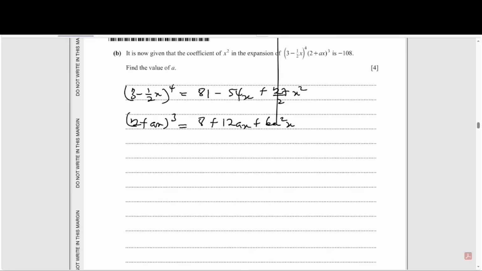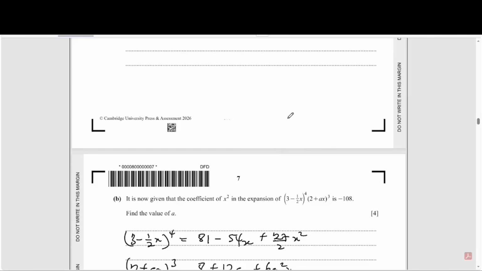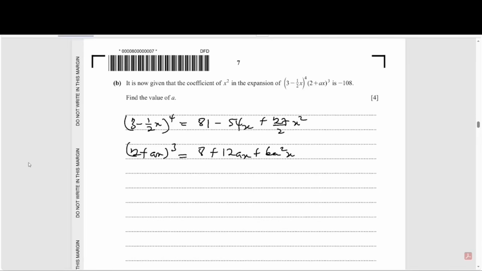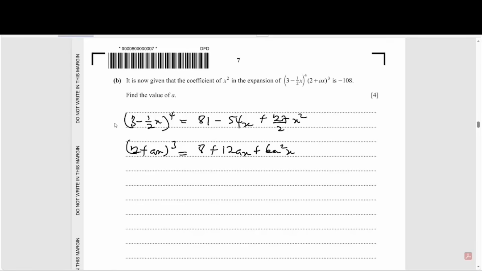And question number 4b, it says that it is now given that the coefficient of x squared in the expansion of these two binomials is negative 108, and you have to find the value of a. So I just wrote the expansions we've already done over here. We found out that the first three terms of this binomial is this, and then the second one is also given over here.